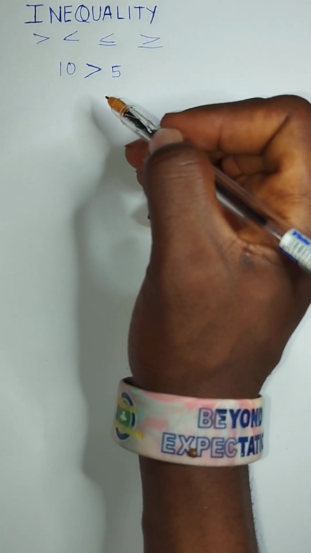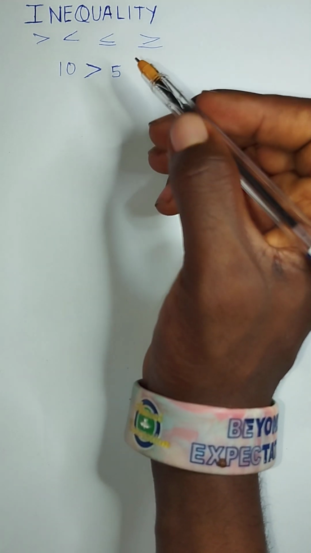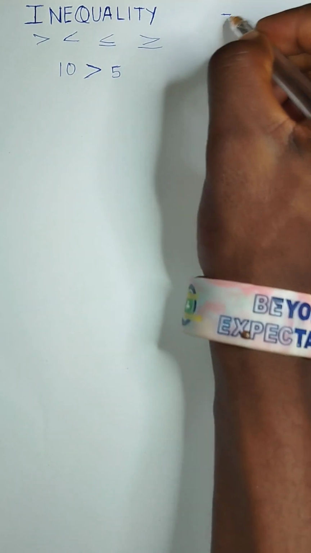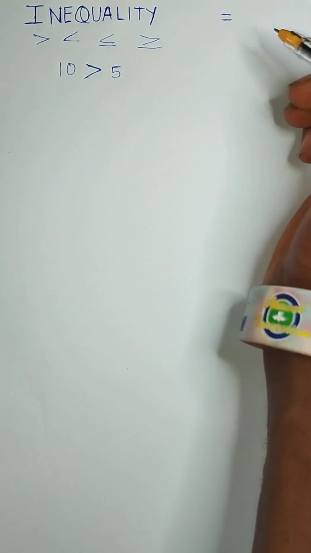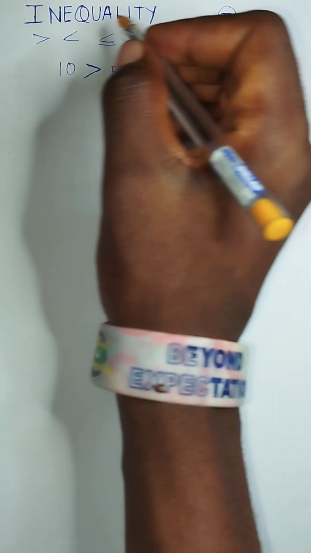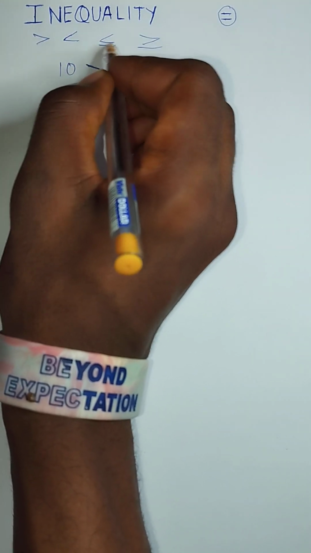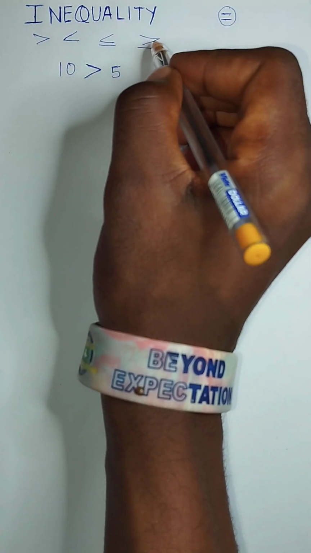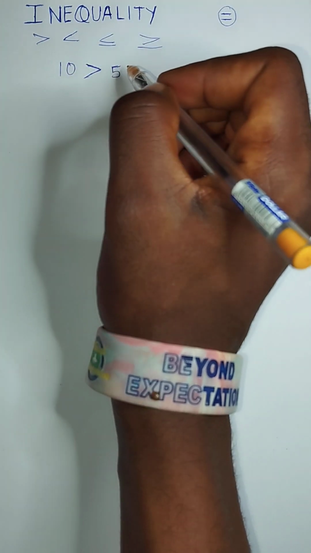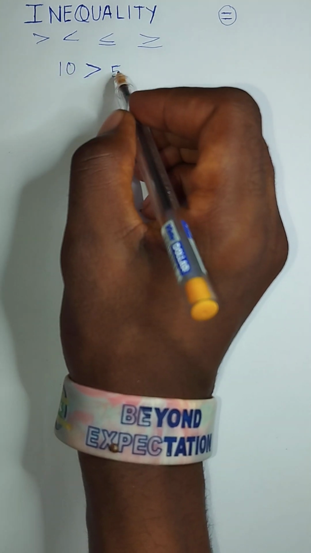Now, if I should ask, what is that thing that shows relationship between numbers that are equal? Obviously, that is our equal to sign. That is the equality sign. But this is not what we are doing today. We are doing inequality, and that is our greater than, less than, less than or equal to, greater than or equal to. So you understand what inequality is now. It is a rule that shows the relationship between numbers that are not equal.